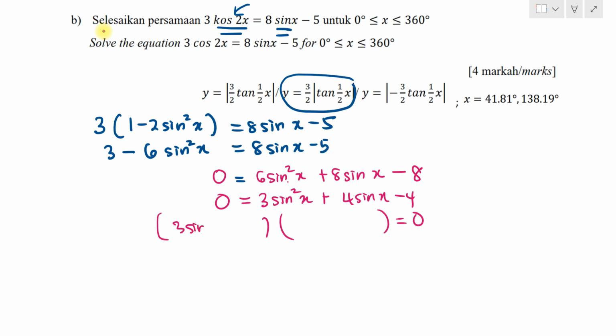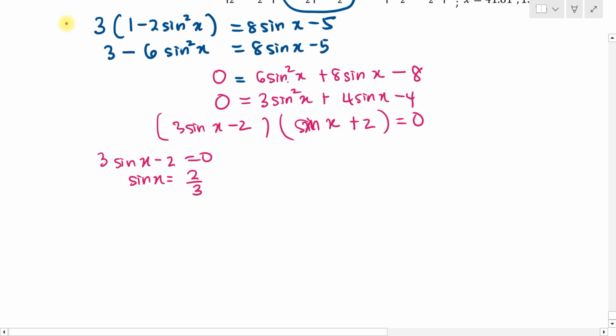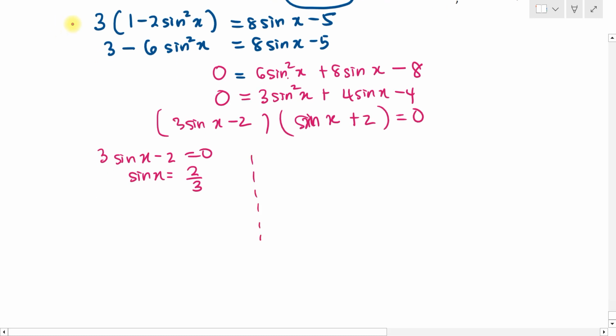Got 3 sine x minus 2 and sine x plus 2. So 3 sine x minus 2 equals 0, so sine x equals 2 over 3. Okay, that's one set of solutions.